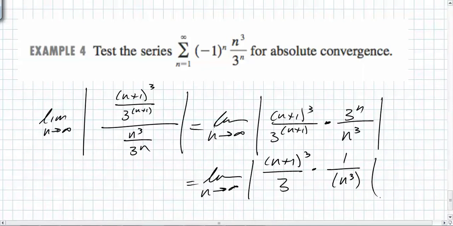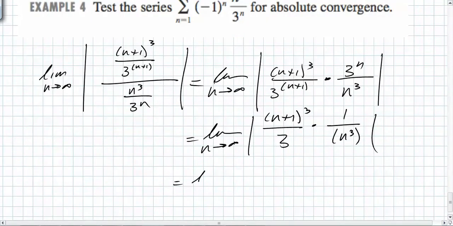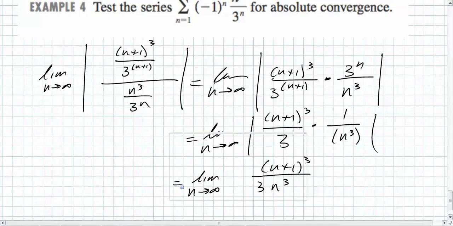So what do we have here? We end up with the limit as n goes to infinity of n plus 1 cubed over 3 times n cubed. What happens to that thing? What is that limit? What do you think? How do you prove what that goes to? Let's just do it out and see what happens.